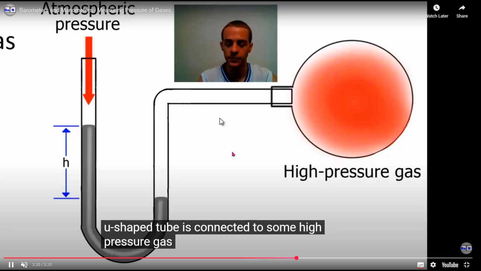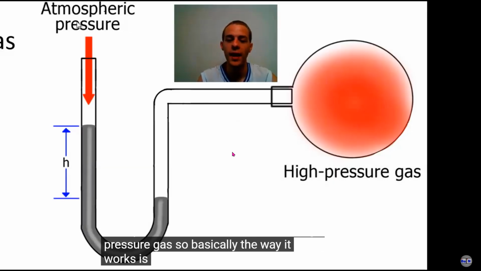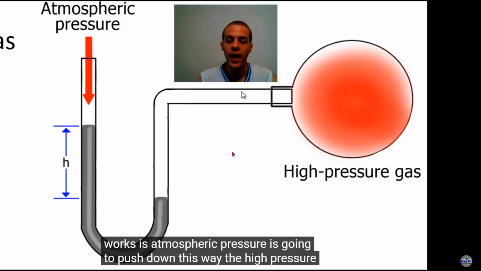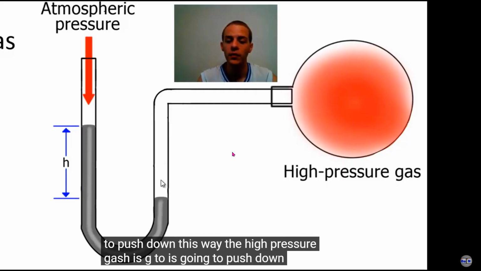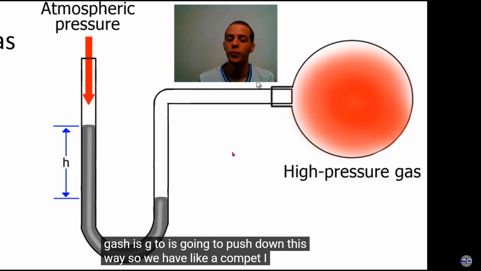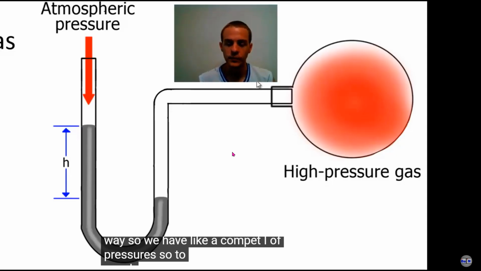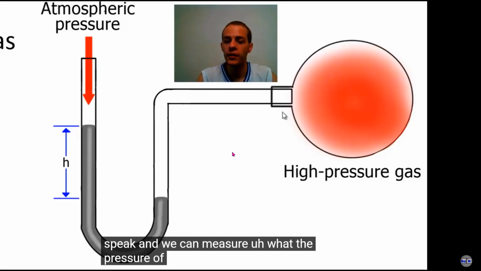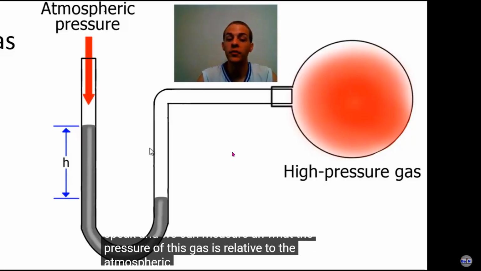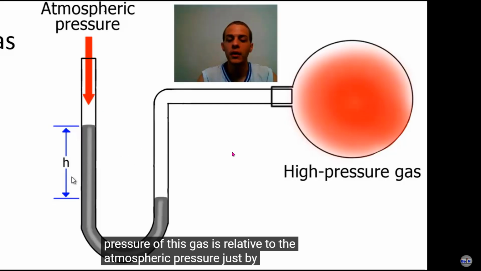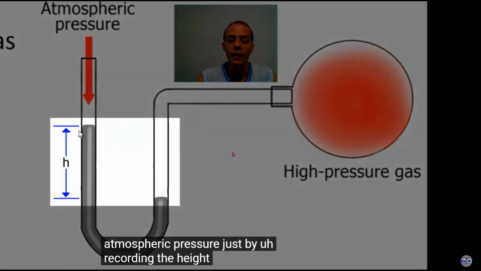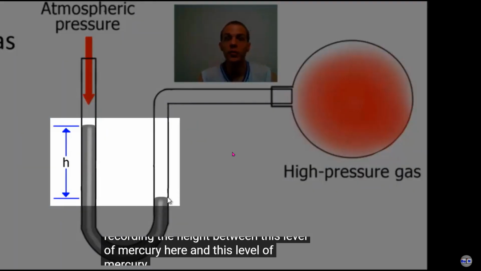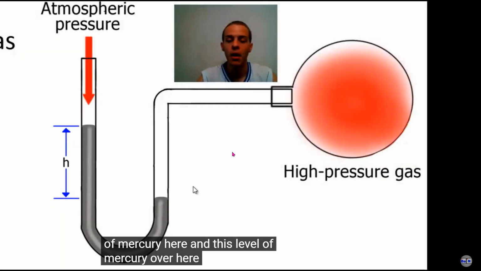And here it is connected to some kind of pressure gas. So basically the way it works is atmospheric pressure is going to push down this way. The high pressure gas is going to push down this way. So we have like a constant pressure. So to speak, we can measure what the pressure of the gas is relative to the atmospheric pressure just by recording the height between this level of mercury here and this level of mercury over the right column.